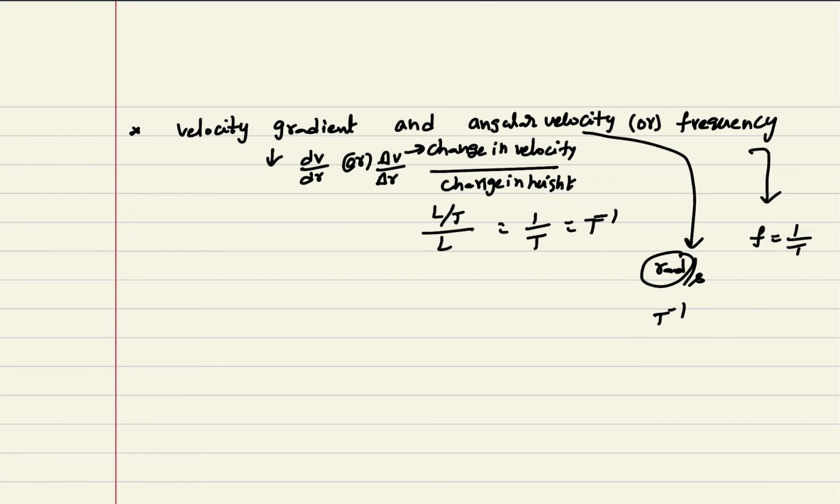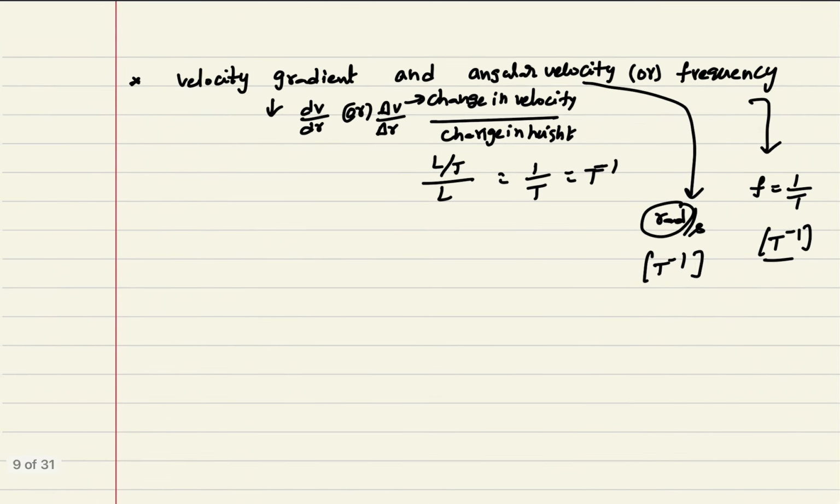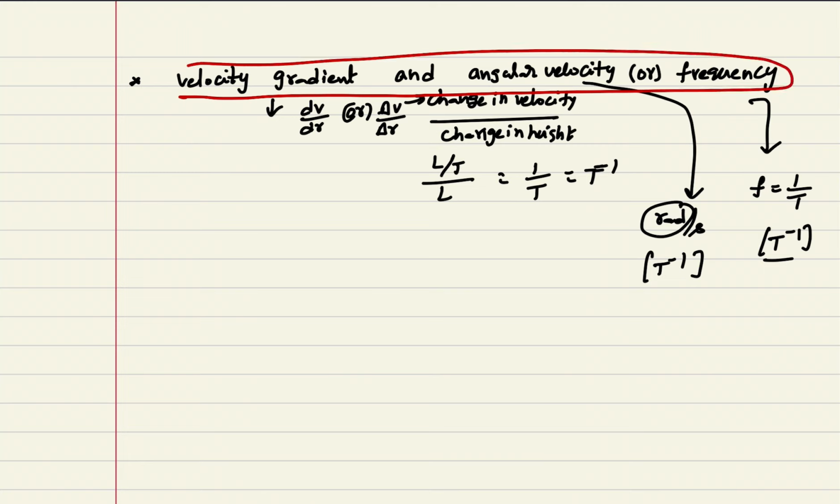Frequency is equal to 1 by time period. We can write T power minus 1 as the dimension. So you can say that one more set is velocity gradient, angular velocity, and frequency. They will have the same dimensions. Like this, different physical quantities are there having the same dimensions. Okay. Next point.